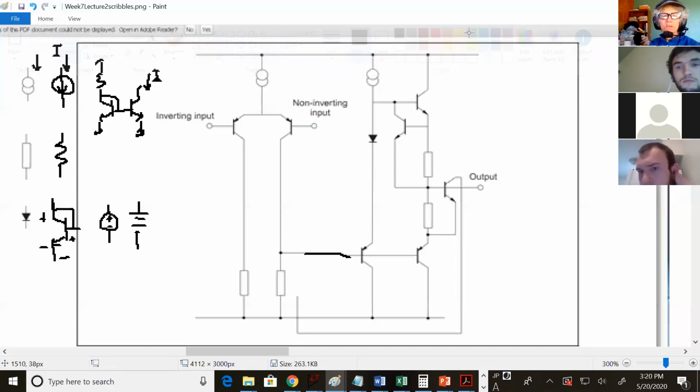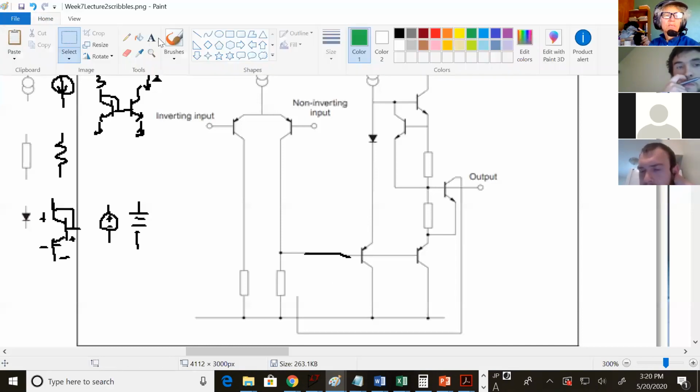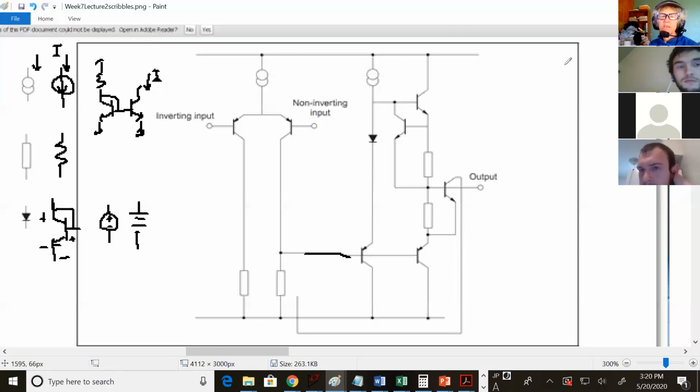Let's make sure we know exactly where the diff pair is. What if I was going to circle all of the diff pair? What would I circle?